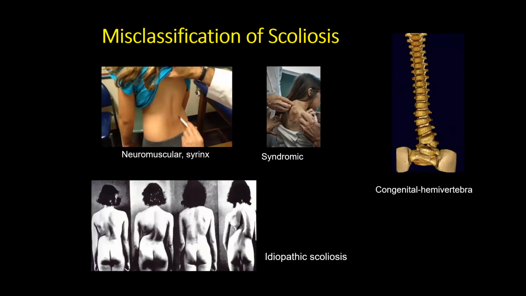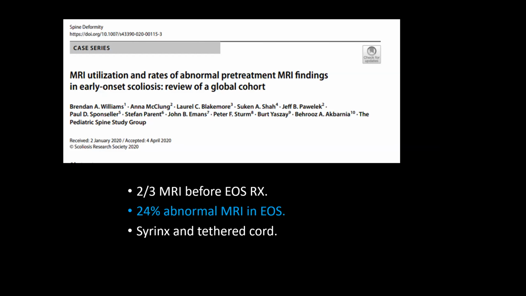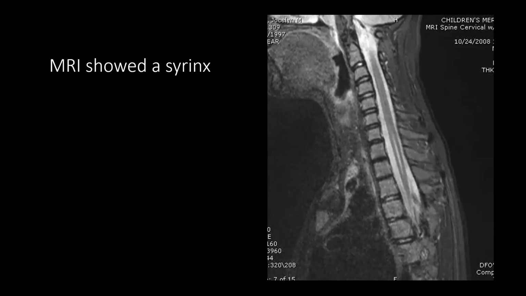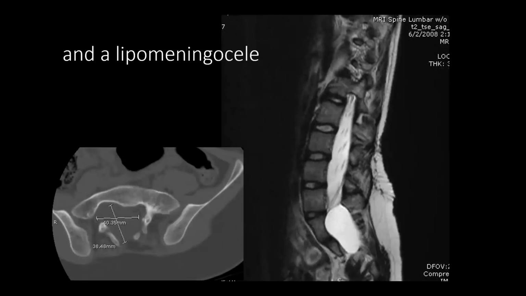Misclassification of scoliosis. This is a standard classification for scoliosis, 4 parts, but sometimes the classification can change. A study of early onset scoliosis found that 4% had an abnormal MRI, and so a lot of these idiopathies become reclassified into neuromuscular. This is an example of an 11-year-old girl with congenital scoliosis and urinary incontinence. She had an atypical curve, but an MRI showed that she also had a syrinx and a lipomeningocele. So this congenital scoliosis was also, in fact, neuromuscular.